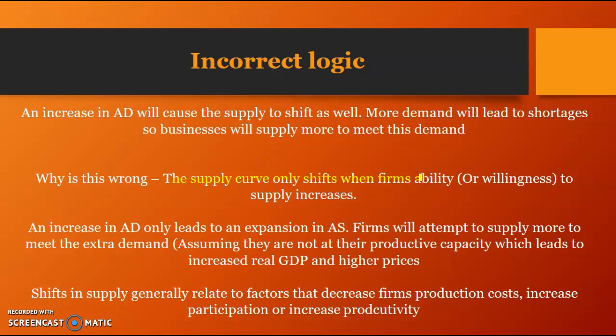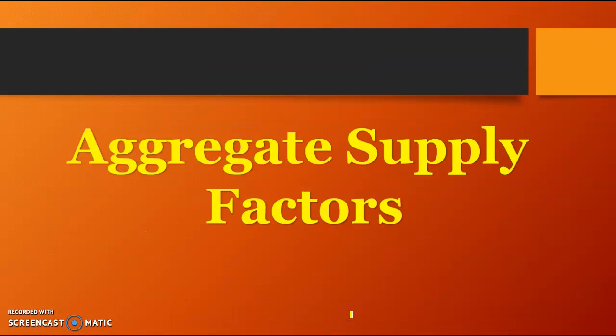The supply curve will only shift when firms are more willing or able to supply. An increase in aggregate demand only leads to an expansion in aggregate supply. It doesn't lead to a shift in aggregate supply. There's no change in the quantity or quality of resources. Supply would generally only shift if there's changes in production costs, participation, productivity, or availability of resources. We'll talk about aggregate supply factors in the next video.